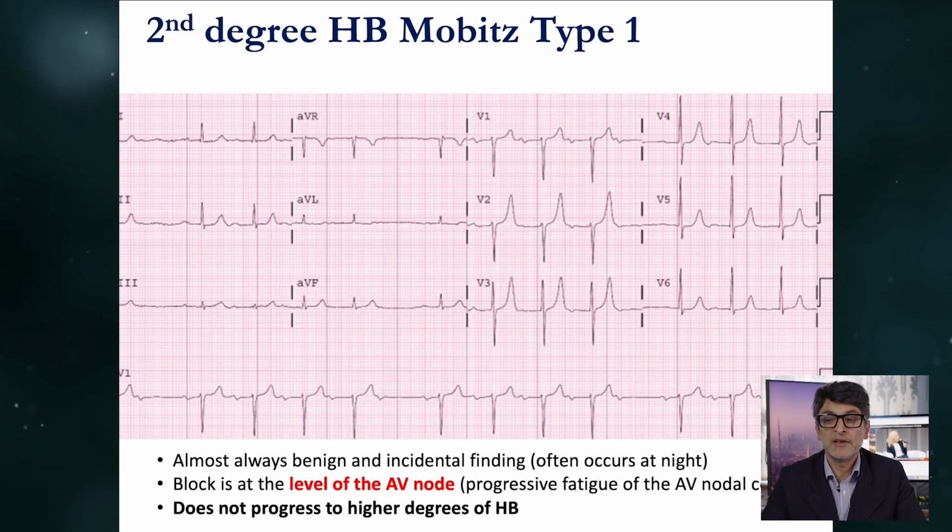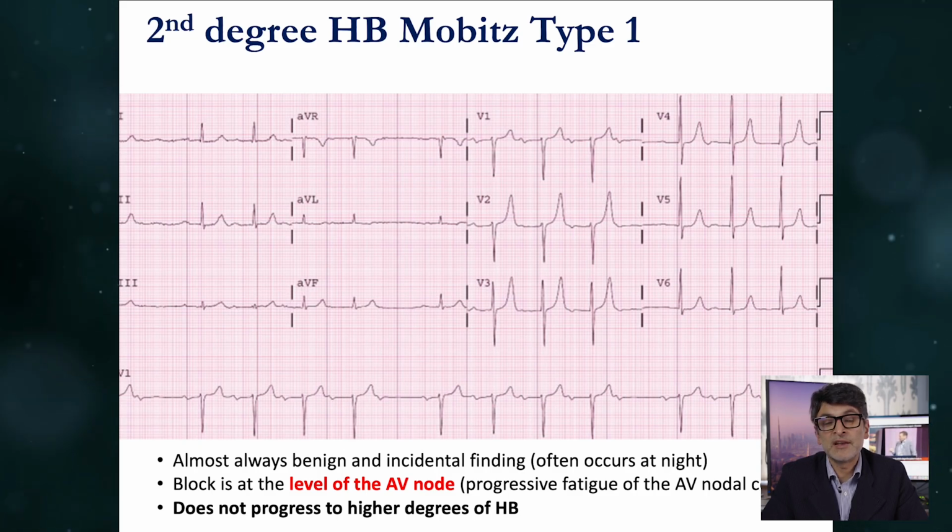So look carefully at each complex in that bottom rhythm strip, and look at the PR interval carefully. First complex, second complex, third complex. And if you compare the PR interval in the fourth complex to the PR interval in the first complex that you've visualized before you drop a beat, you'll see there's a complete and utter change in the PR interval. And this is Mobitz type 1, or what we call Wenckebach.